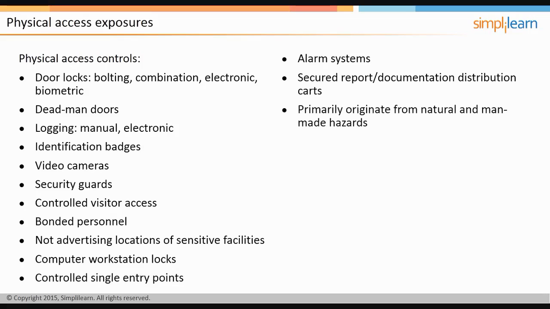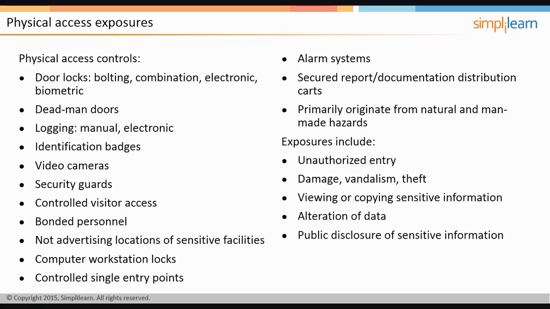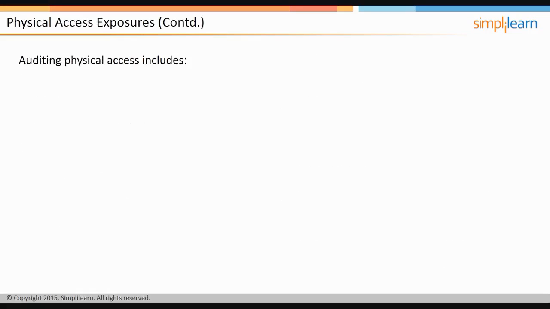Primarily originate from natural and man-made hazards. Exposures include unauthorized entry, damage, vandalism, theft, viewing or copying sensitive information, alteration of data, public disclosure of sensitive information, abuse of processing facilities, blackmail, and embezzlement. Let us continue discussing physical access exposures in the next screen.